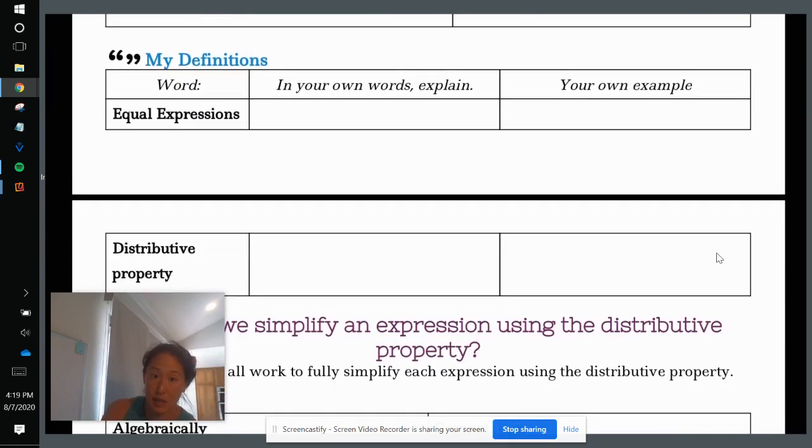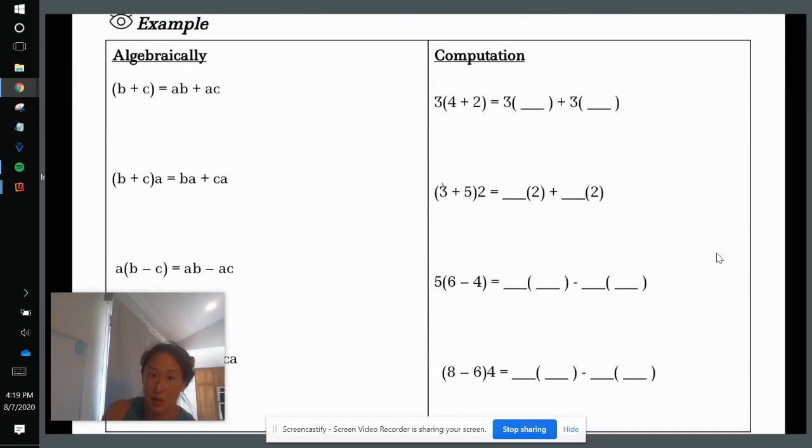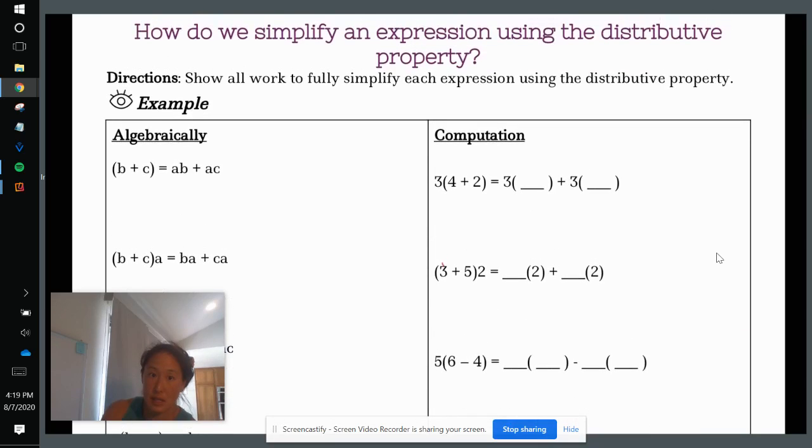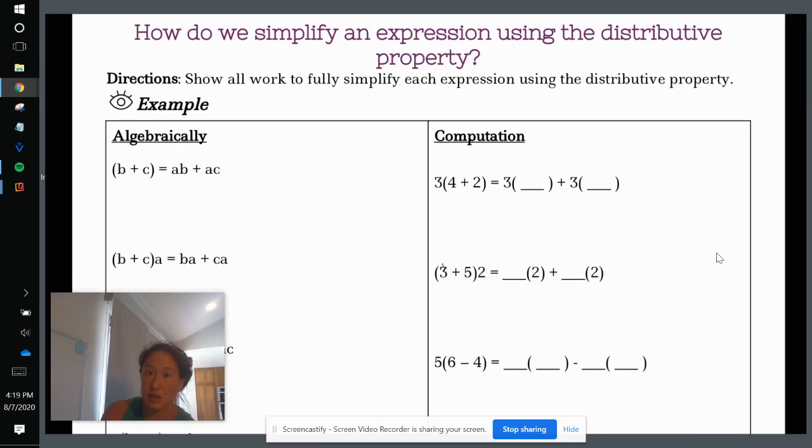Okay, here are some examples of distributive property. How do we simplify an expression using the distributive property? I see right here in our algebraic expression, I forgot an a. So I'm going to do a times b plus c. What I'm doing is taking the a and multiplying it by both numbers on the inside. The number on the outside is 3. I'm going to multiply it to both numbers on the inside.